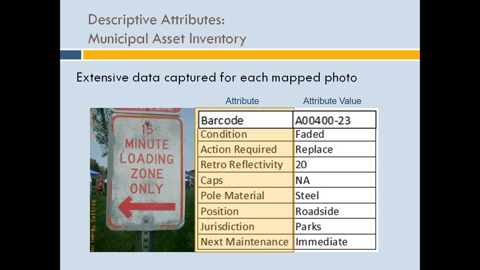It shows a photo of a loading zone sign and both the attributes and the attribute values that have been collected to describe it. The first three attributes and their corresponding values are barcode, and we have the barcode number there, sign type, which is loading zone, and action required, which is replace. Our actionable information is simply replace the faded loading zone sign.